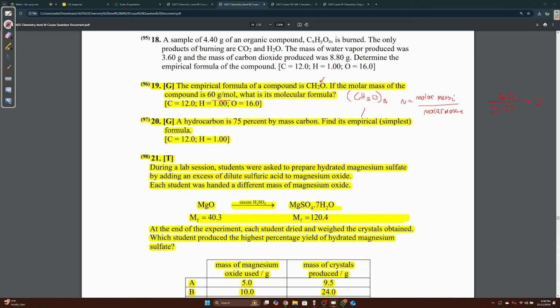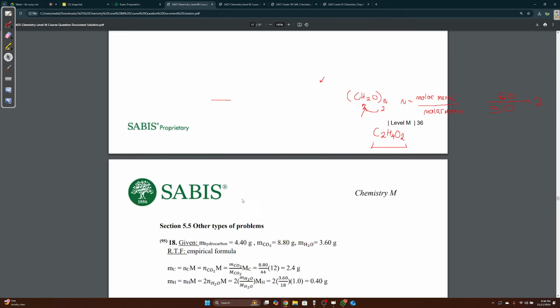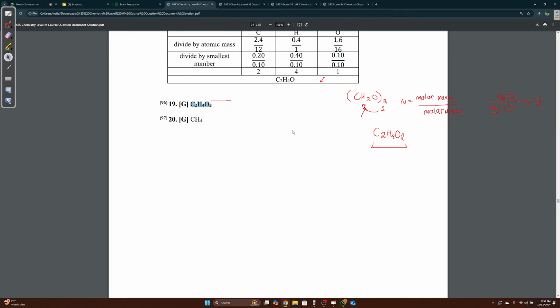So n is 2. So what's going to be the formula? You now take this 2 and distribute it in. So it's going to be C2H4O2. Very easy. Let's see, is this correct? C2H4O2.